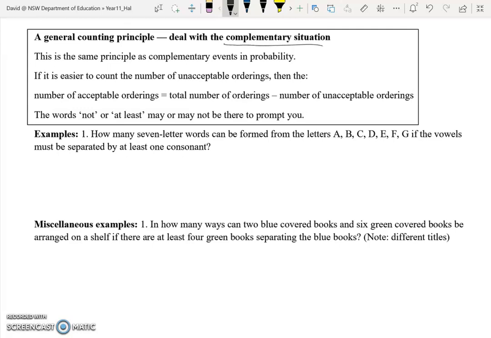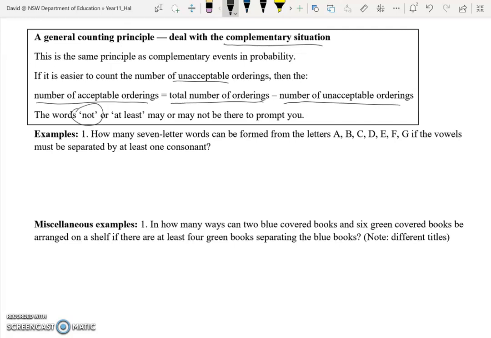Sometimes it is easier to deal with the complementary situation. Just like questions in probability that say "at least one," often it's easier to do one minus none. The same sort of thing applies for counting. So if it is easier to count the number of unacceptable orderings, then the number of acceptable orderings is going to equal the total number of orderings minus the number of unacceptable orderings. Okay, so total minus the unacceptable.